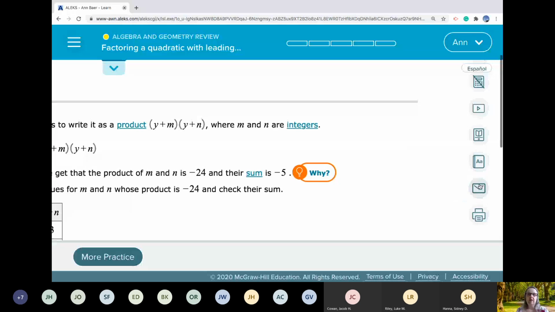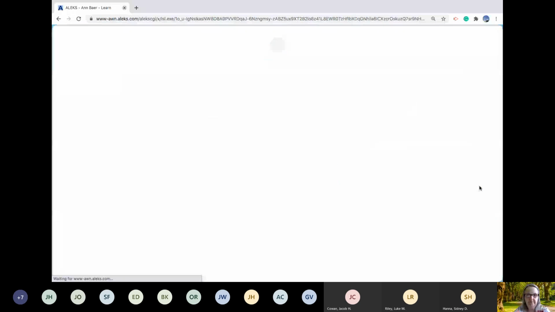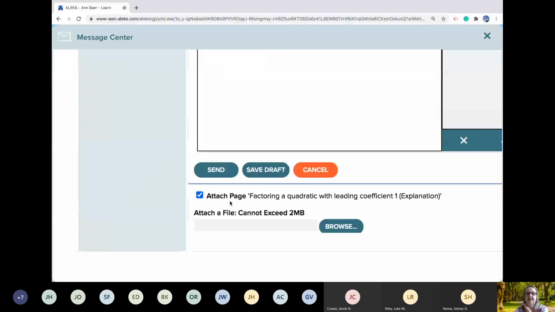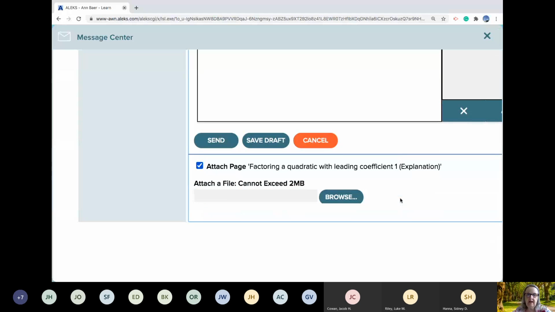This is what I want to click on, the envelope icon. And what you notice is it attached this page, factoring a quadratic with leading coefficient 1. It automatically attached the problem that we just had opened up, the exact problem. Now, when you send me a problem, you have the ability to attach written work here, and I would like you to do that.